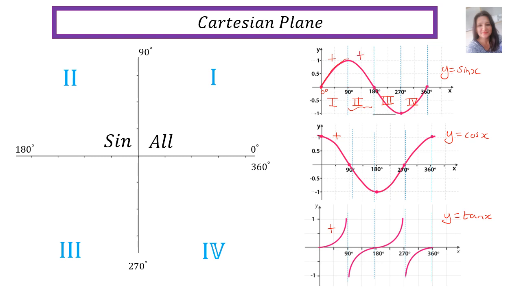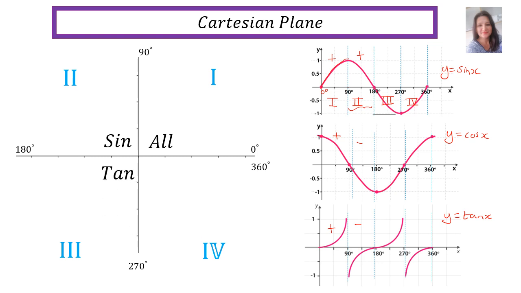Although it's a descending graph there, it is still positive. And then you can see here in the second quadrant, on the cos graph, cos is negative, and the tan graph in the second quadrant is negative. Then in the third quadrant, tan is positive.